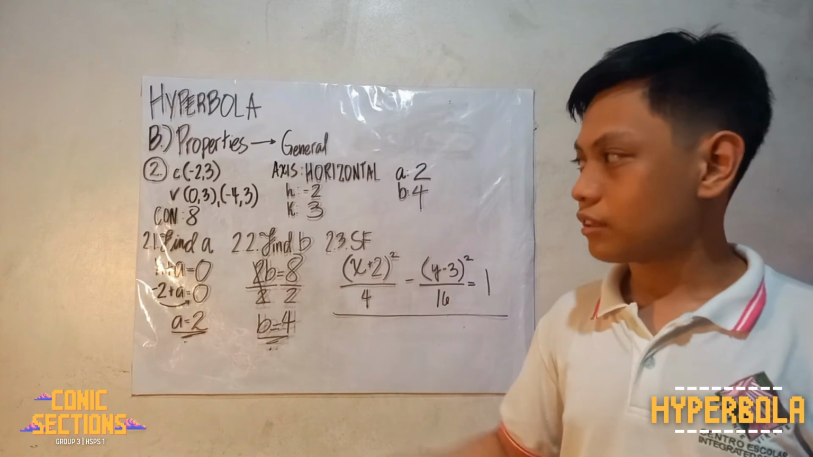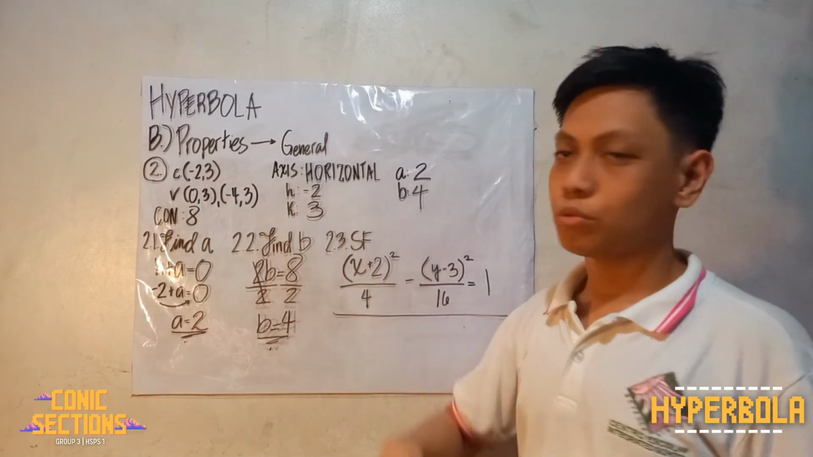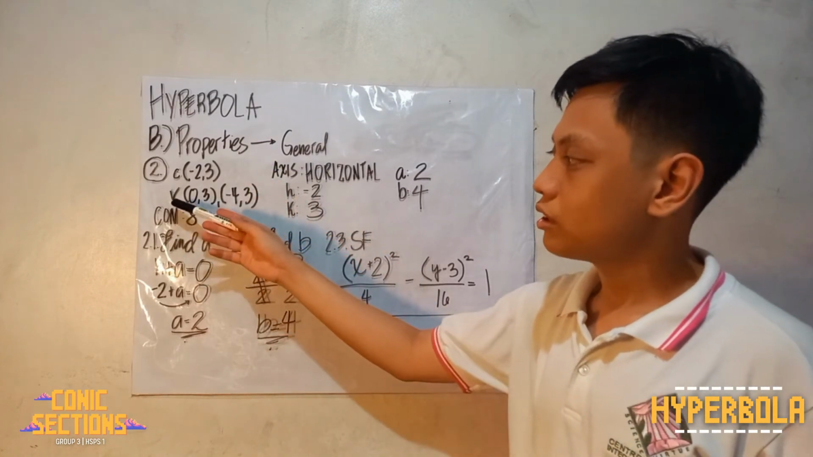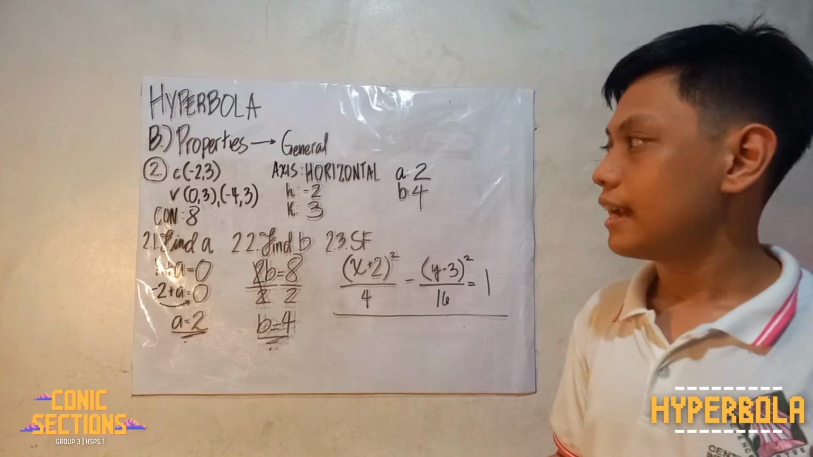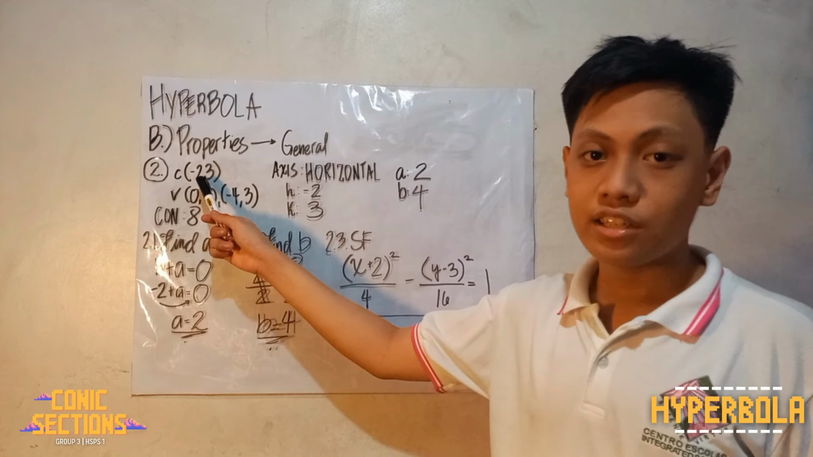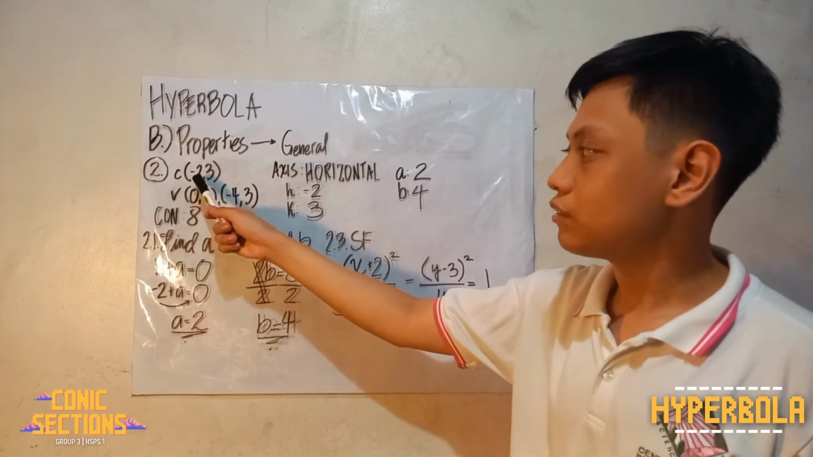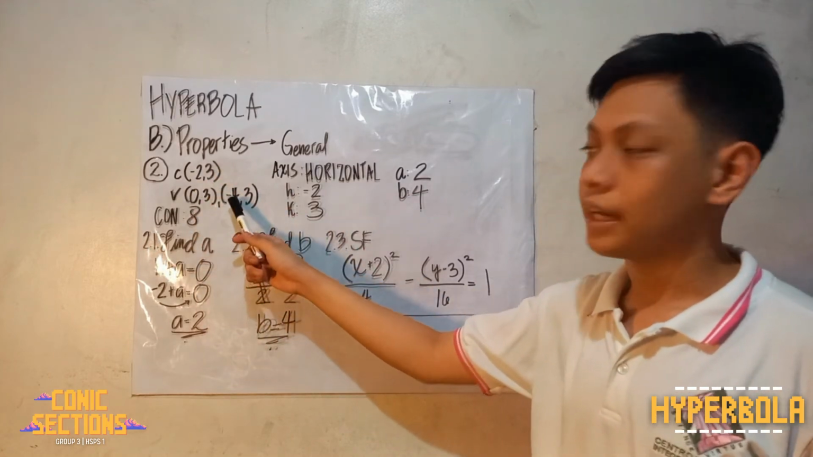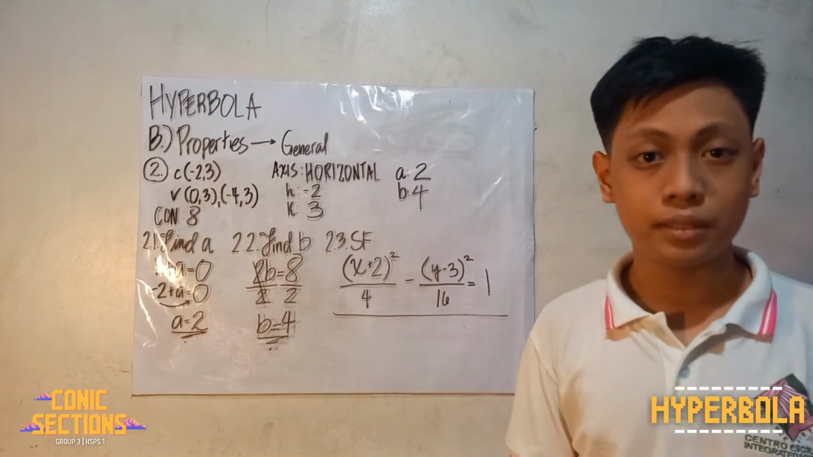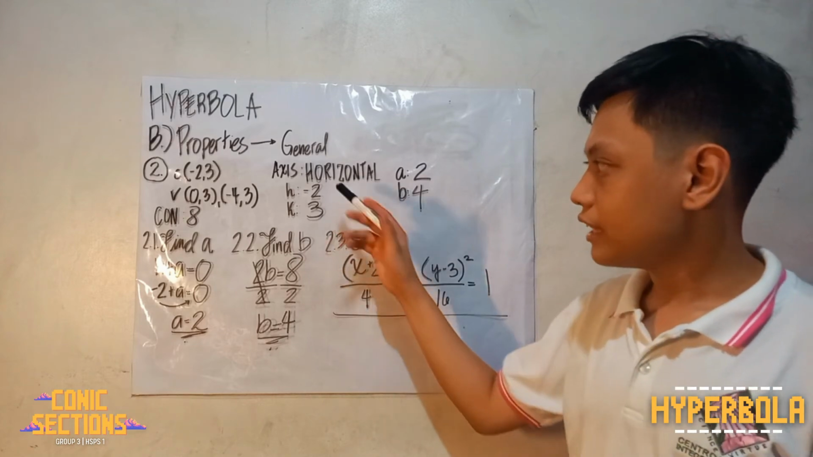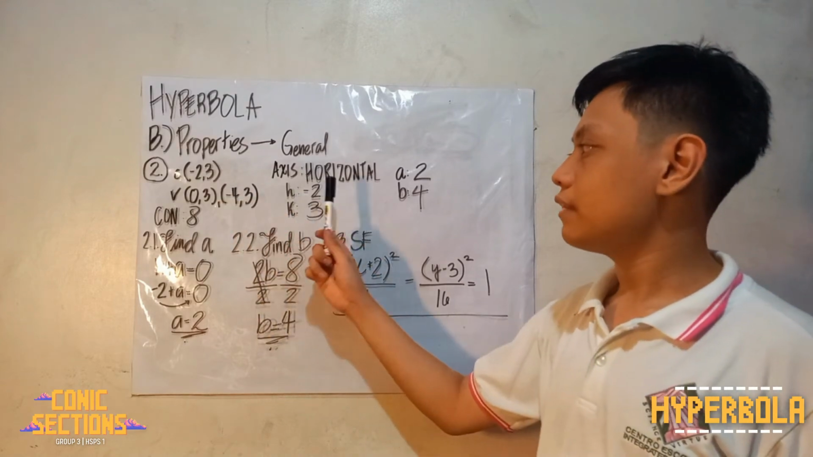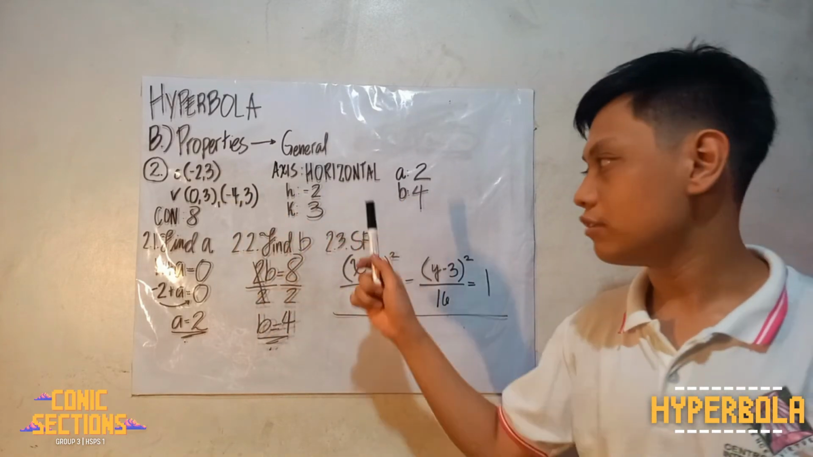So for this example, we have been able to determine that the axis is horizontal, because if we look at the vertices and the center, we notice that only this part, the h, changes in value. So from negative 2, it became 0, then it became negative 4. So obviously, that means that the hyperbola must be horizontal. Now for the h and k, since the center is already given, we simply copy then paste. So we have h, negative 2, k, we have 3.